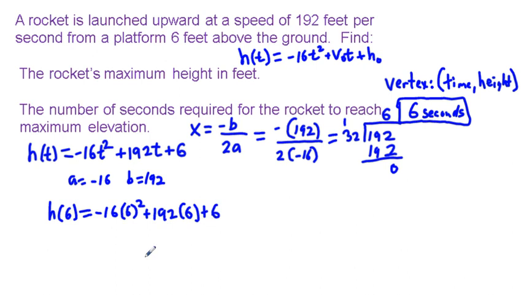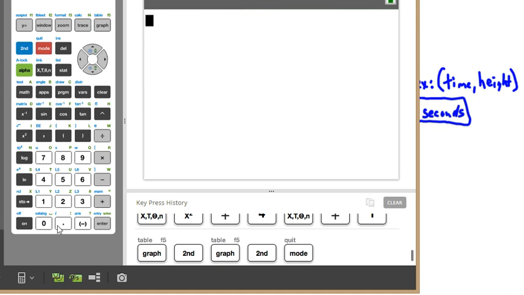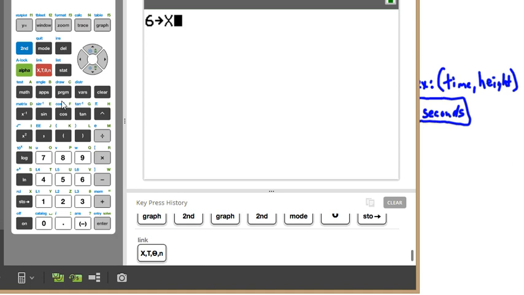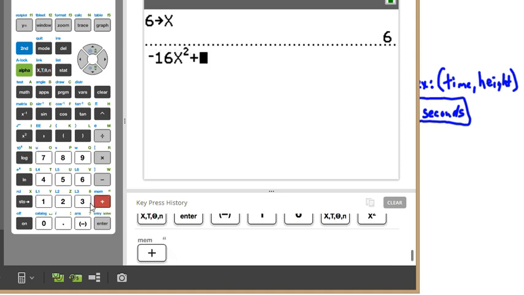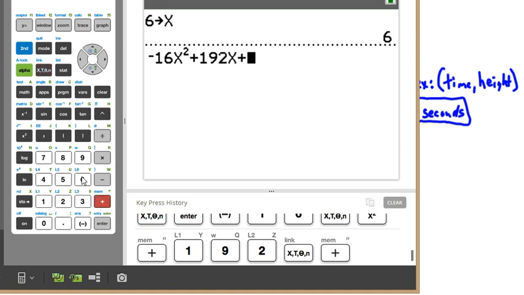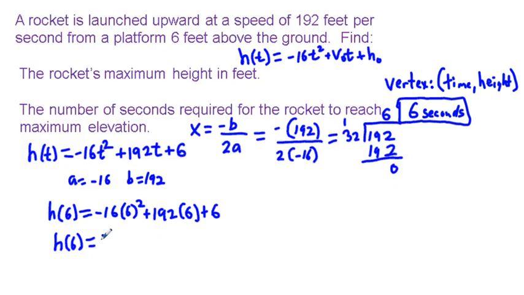In our calculator, we can do it this way. H of 6 equals, and I've done this quite a bit in the class, so we can get to a calculator page, and we can press 6 store x, and then we just type in the equation, negative 16x squared plus 192x plus the initial height, which is 6 feet. So we get 582 feet. So height in feet is 582 feet.